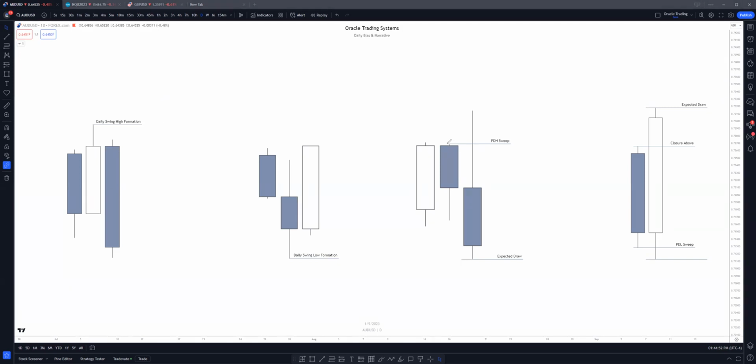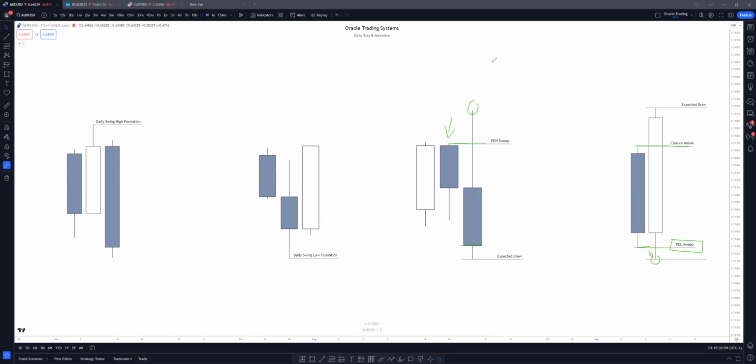The sweep of a previous daily high would be like this, where price in this daily candle comes up, takes this one, and closes below. Similarly, we have a sweep of the previous daily low, where the candle manipulates liquidity underneath the previous day's low before pushing up, and then in this case, closing above the previous day's high.